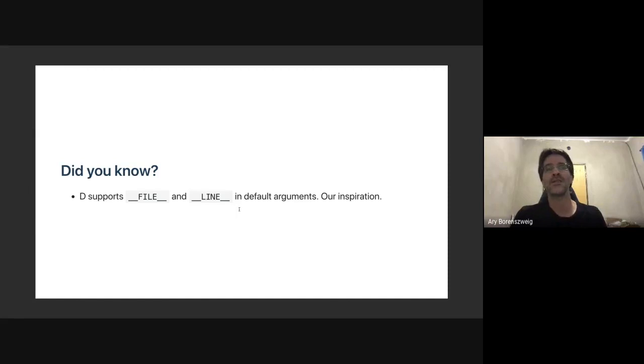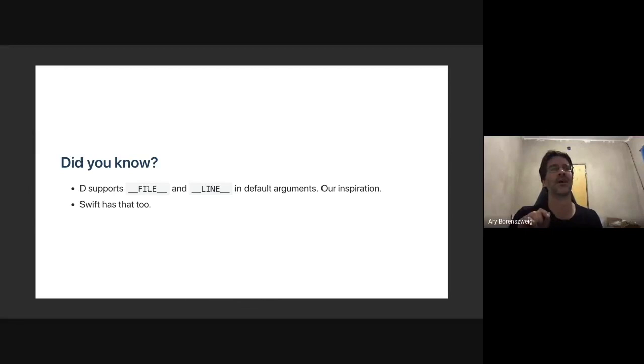So did you know that this supports the same thing, file and line in default arguments? Guess who was our inspiration? Swift has that feature too. And at this point, we don't know what their inspiration was, maybe D, Crystal or something else, because you can also use them in default arguments.